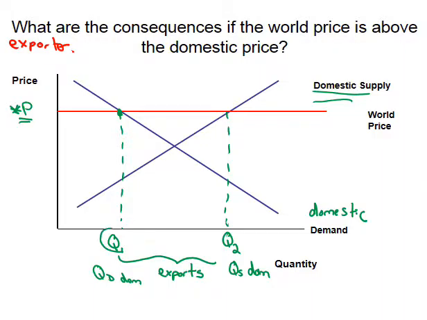Domestically, because this is intersecting with our domestic demand curve, this is what our local consumers want to buy. This is what we're producing at that higher price, the world price, and the difference, or the surplus, is made up in exports.